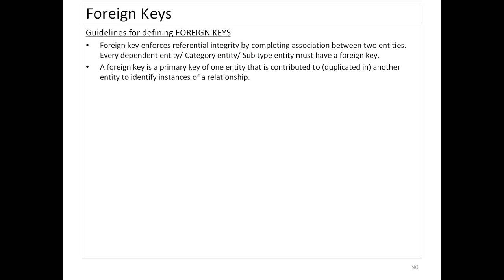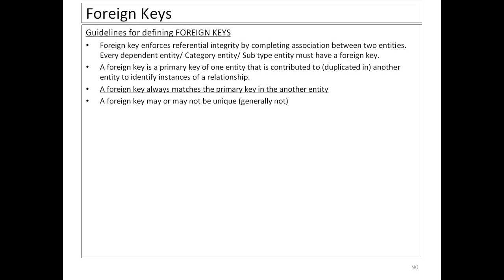A foreign key is a primary key of one entity that is contributed to or duplicated in another entity to identify an instance of a relationship. A foreign key always matches with the primary key of another entity. This is a very important definition. A foreign key may or may not be unique, and generally it is not unique because the child entity has multiple instances of a particular instance in the parent entity.